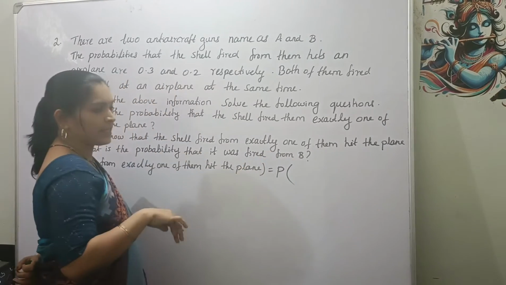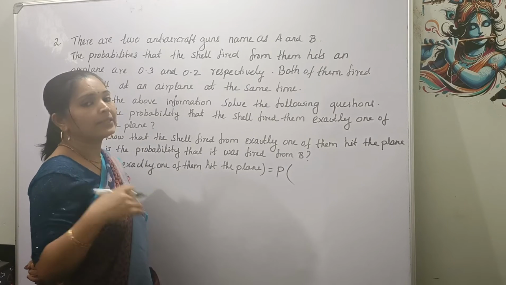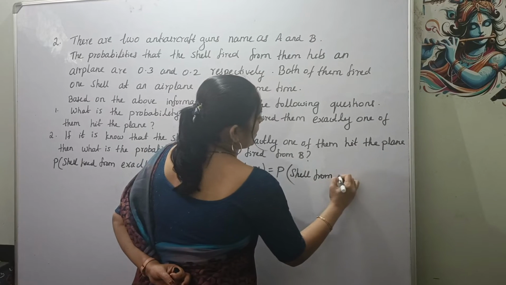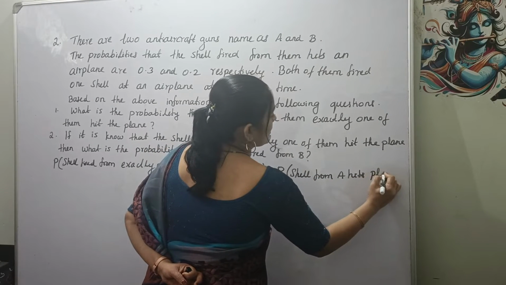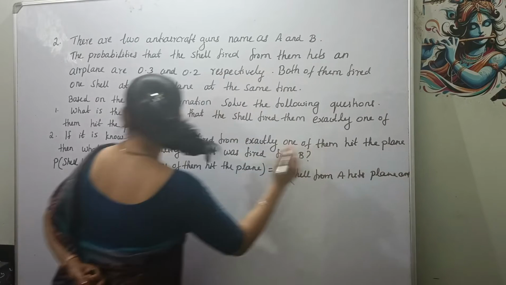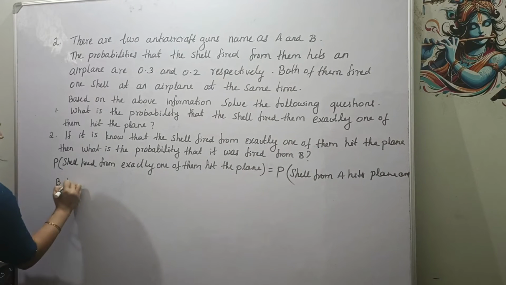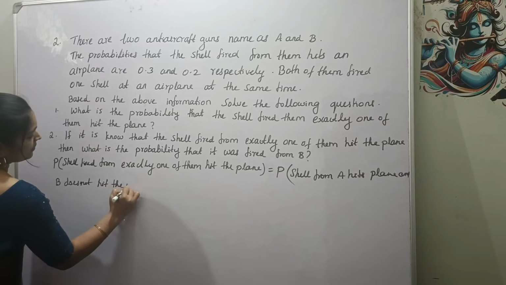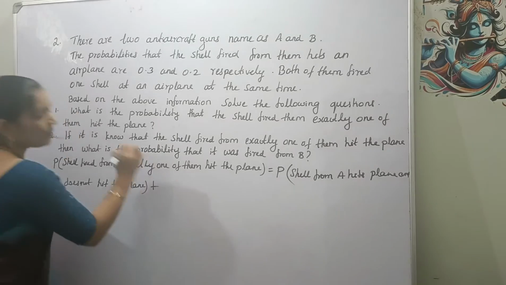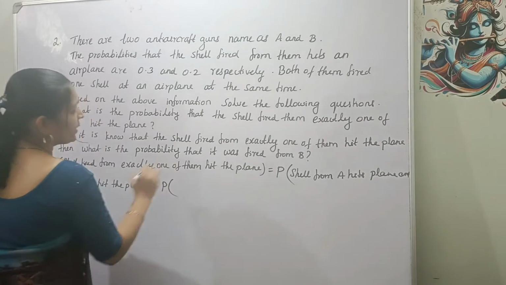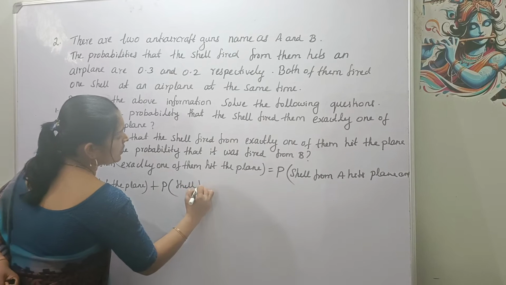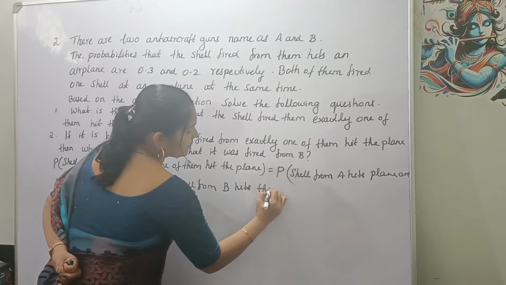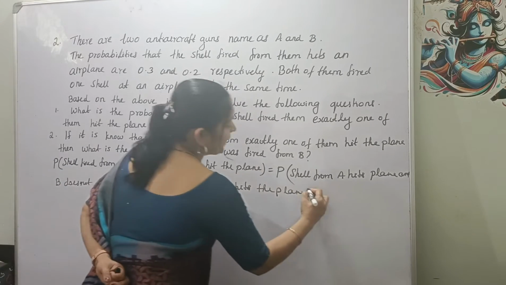probability of, first case, if A hits the plane then B does not, right? So shell from A hits the plane and B does not hit the plane. Okay, next one, plus probability of shell from B hits the plane and A does not.